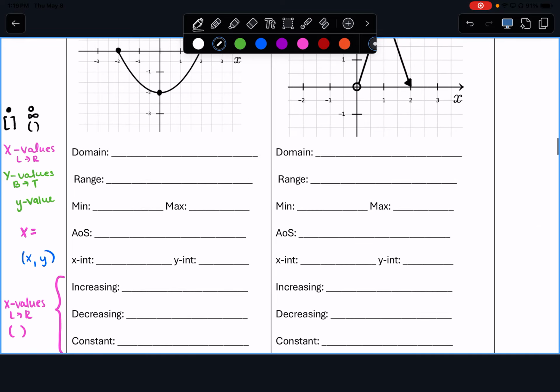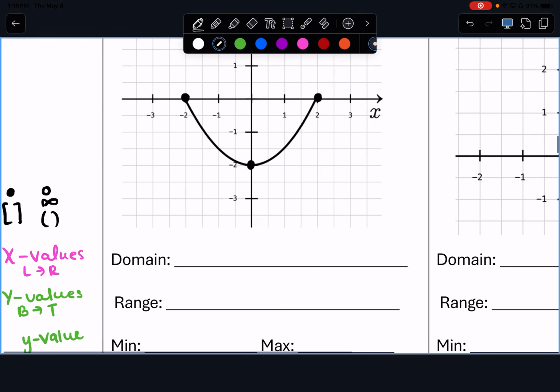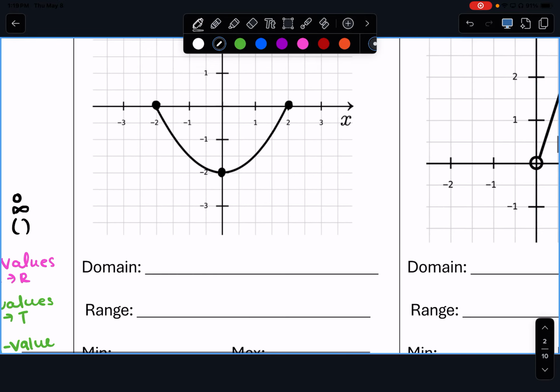Now, we're going to look at these graphs. We're going to start with this one. For this one's domain, what is the leftmost x value? And it goes to? Parentheses or brackets? Brackets, because we have points. Now, range. What's the lowest y value? -2. What's the biggest y value? 0. And again, they both get brackets.